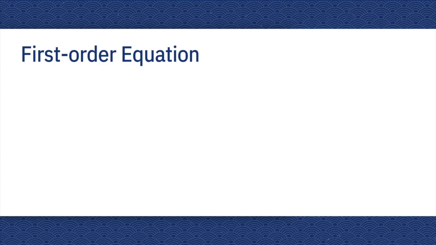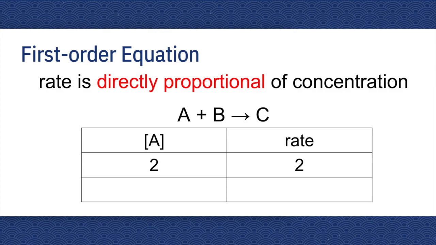First order reactions have a rate directly proportional to the concentration of one reactant. When given first order, the concentration of reactants proportionally affects rate. Below, we have the same example, but when the concentration of A is changed, the rate is also proportionally changed. The rate doubled when A is doubled.